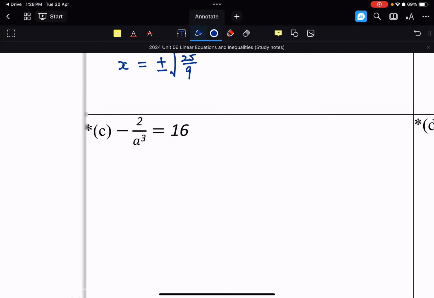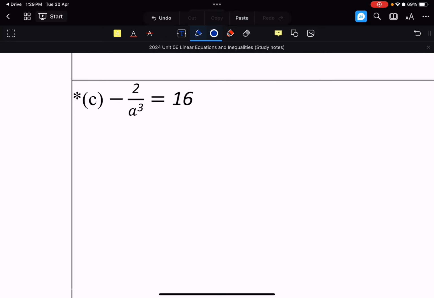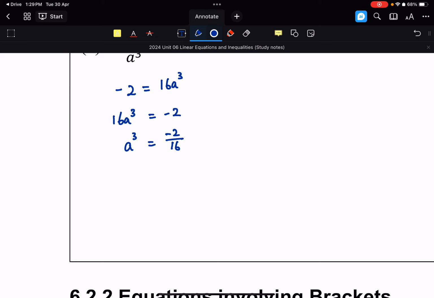Okay, how about this one, right? So in this situation, what happened is we could multiply a cube on both sides, so I'll end up with 16a cubed. So that means 16a cubed equals negative 2. A to the power 3 equals negative 2 over 16. That means a to the power 3 is negative 1 over 8. So when we cube root this, it's going to be negative half.